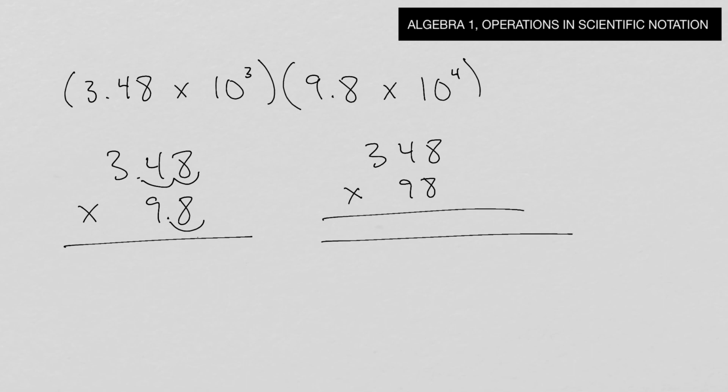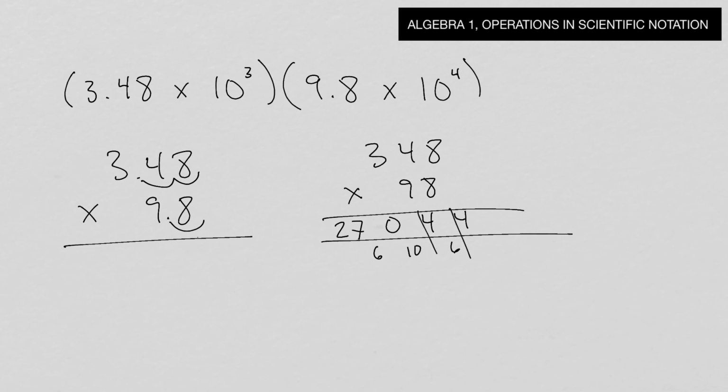Doing this vertically and crosswise, here we have 8 times 8 gives us 64, so we write a 4, carry 6. Then we have 4 times 8 plus 9 times 8, so 32 plus 72 gives us 104. So write a 4, carry 10. Next we have 8 times 3 plus 4 times 9, so 24 plus 36 gives us 60. So we write a 0, carry 6. And finally we have 9 times 3, which gives us 27.